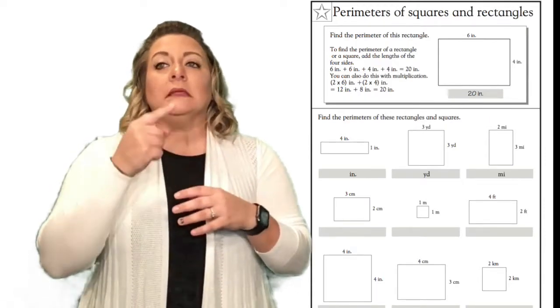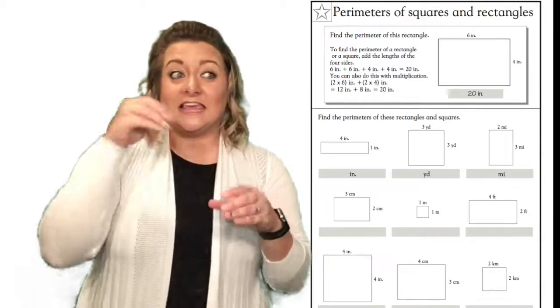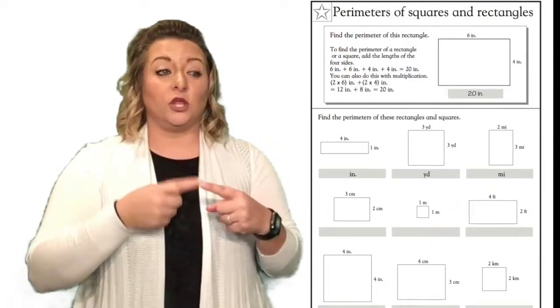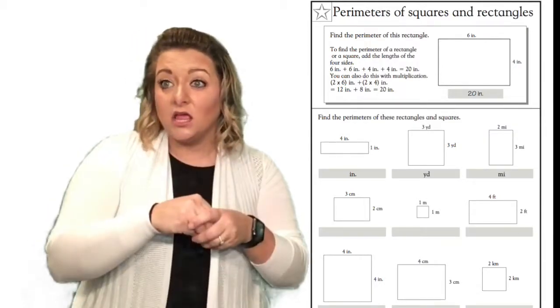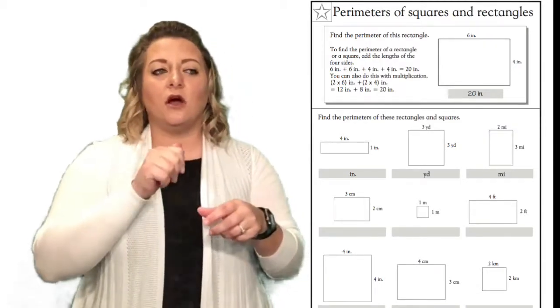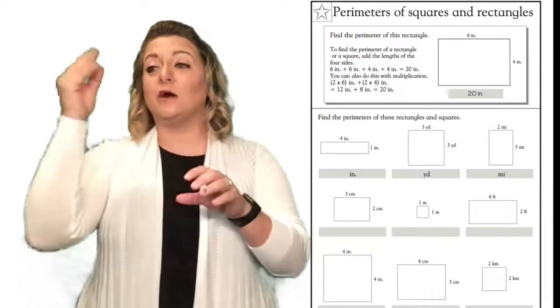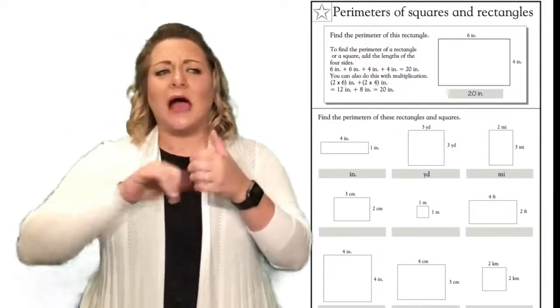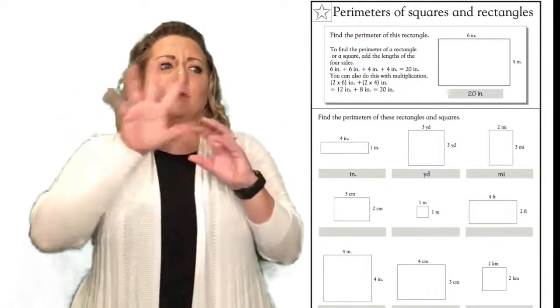Okay. Let me ask again. Were you finding the inside of the shape when you were measuring for perimeter? The inside? No, you were not finding or measuring the inside. You were measuring the outside. So how did you measure? What did you do to find the perimeter?